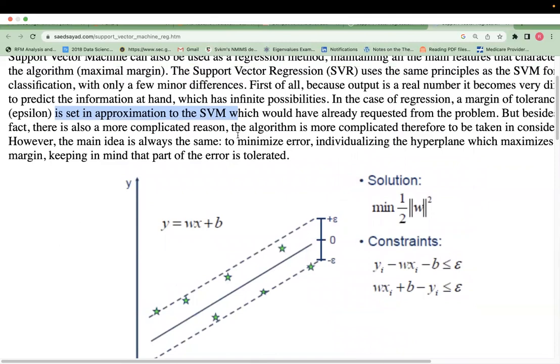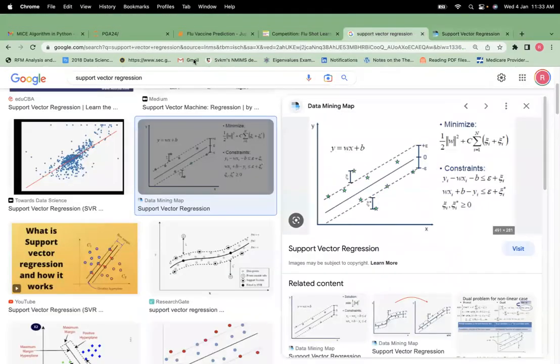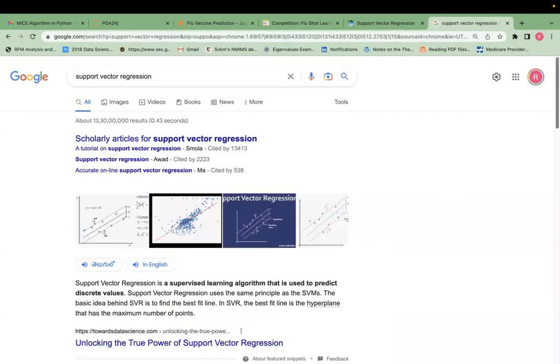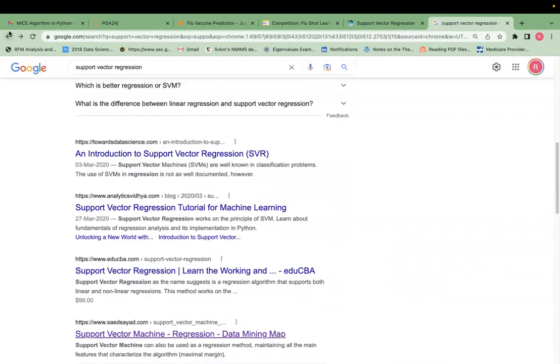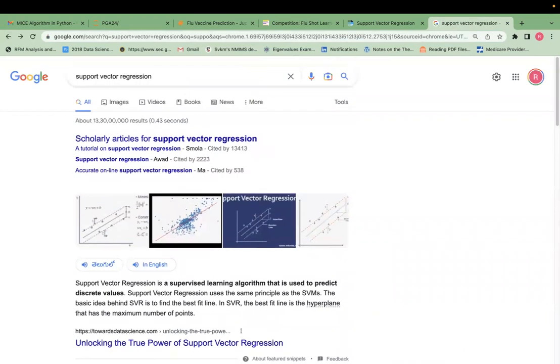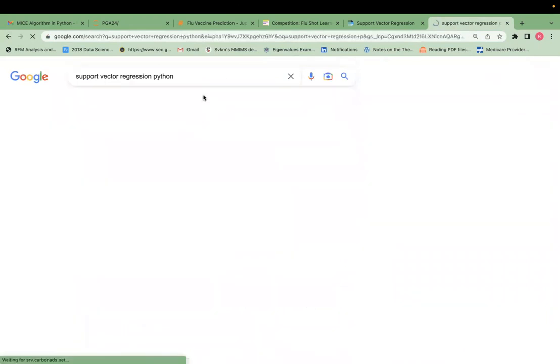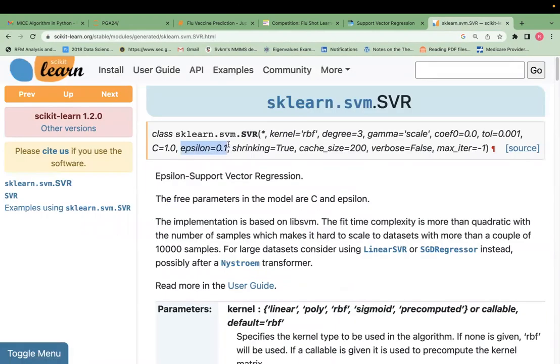Here it is epsilon. Now the epsilon value, you have to get. The formula is 2 divided by the magnitude of w. See, epsilon by default is 0.1. That means 10% above and below the hyperplane. By default it is 0.10.